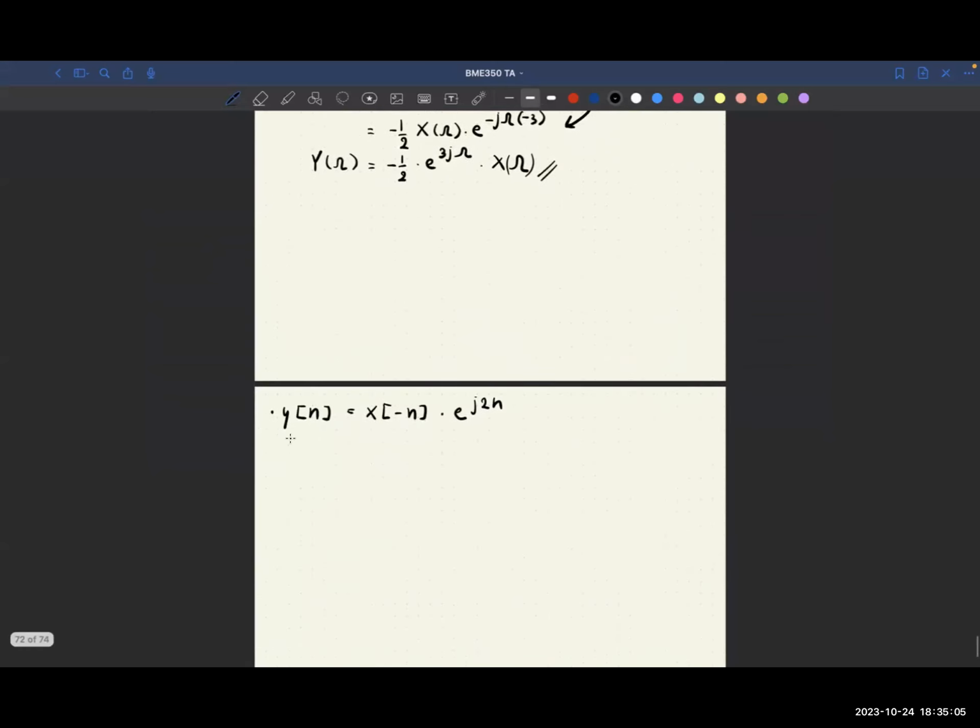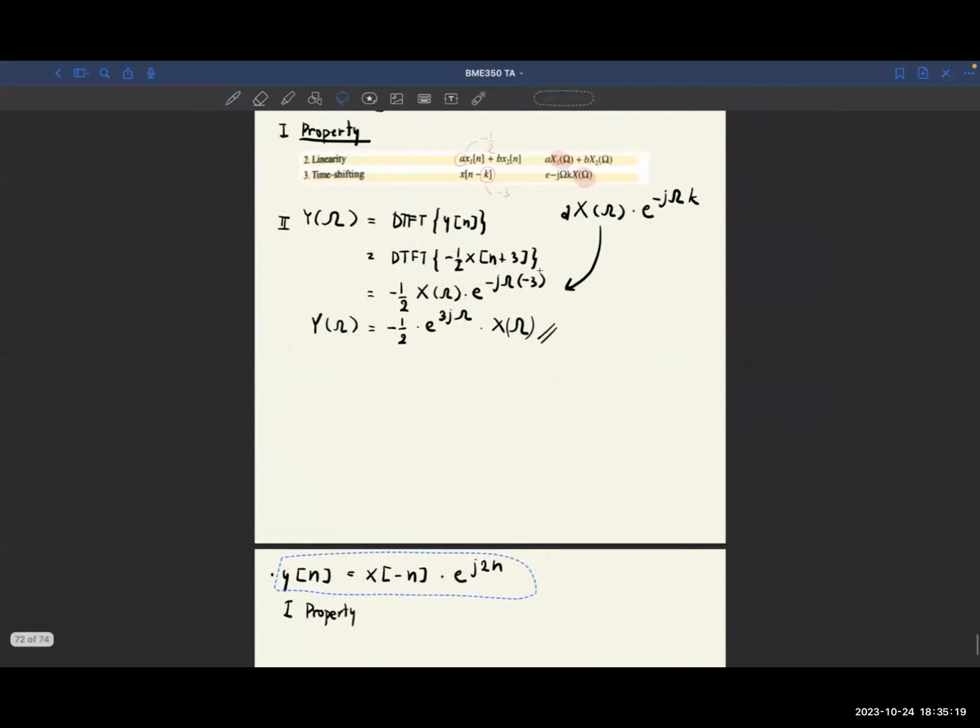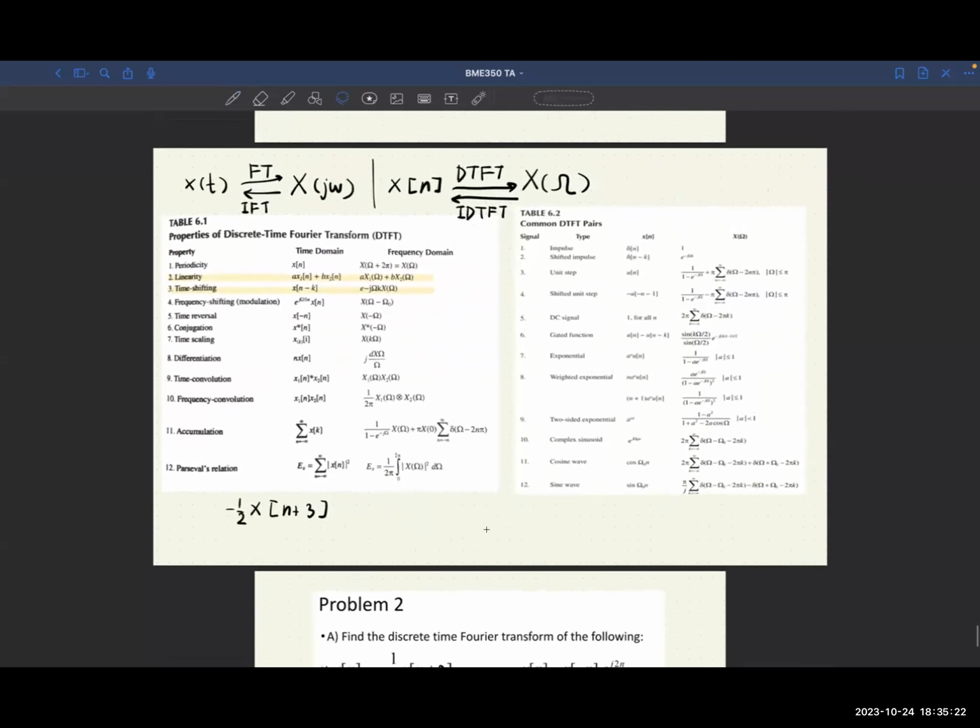Okay. Let's see what the property is that is involved in this question. Let's look at the table. Would anyone like to help me see what property I should use in this question, or the pair that I should use in this question?